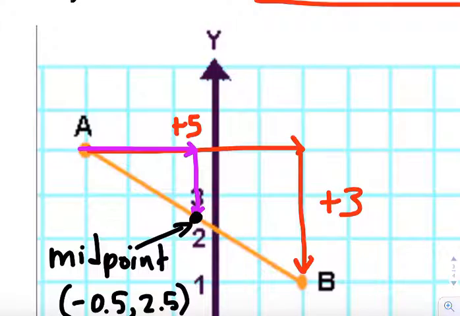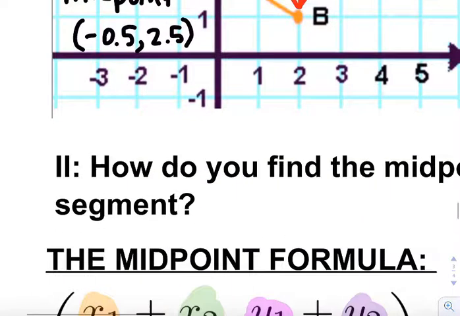Then starting from A, you go half that distance. Instead of going over 5, you go over 2 and a half. Instead of going down 3, you go down 1 and a half, and it should land you directly on that middle point. So even counting halfway in either direction, x and y, should land you on the midpoint.